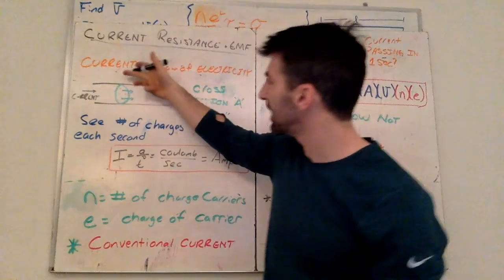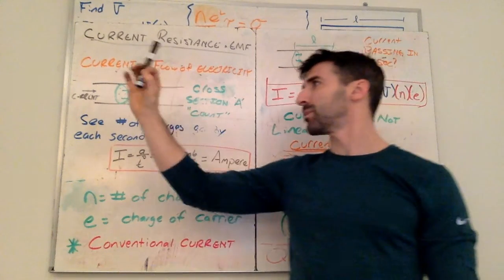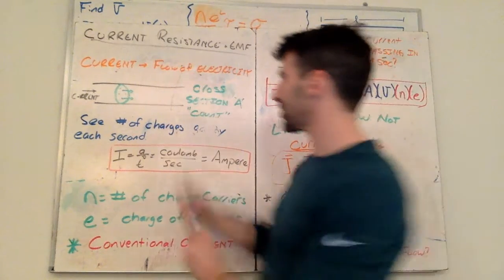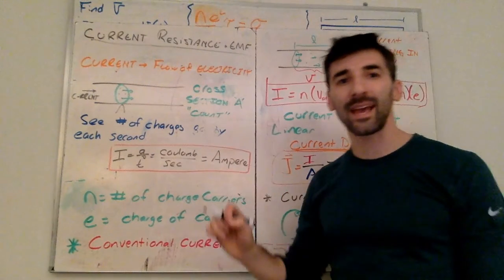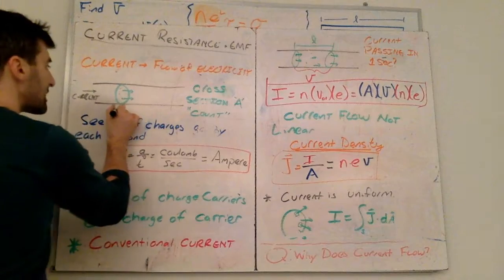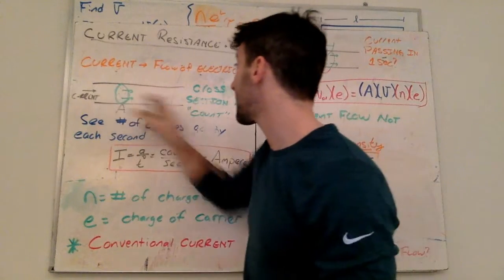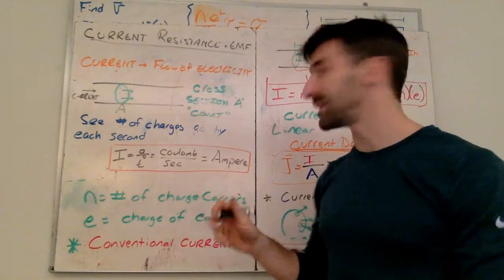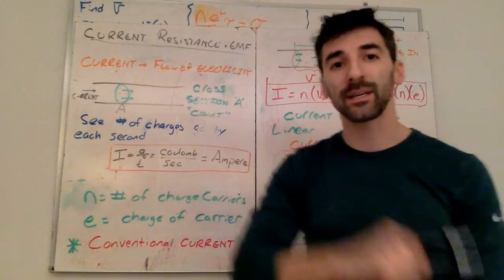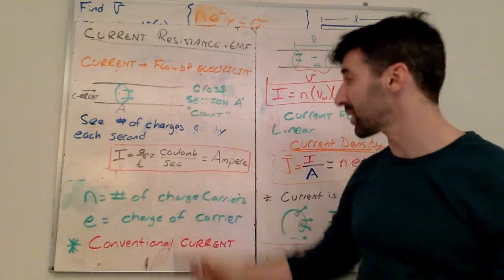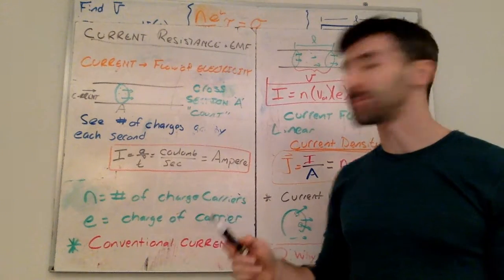If I take a circular slice out of that wire, I'm looking at the cross-sectional area, and I'm going to label that cross-sectional area A. If I want to count the exact number of charge carriers going past that cross-sectional area, I'm going to see the exact number of charges that go by every second. By definition, that's what we call our current. Current is charge per unit time, a coulomb per second, and we measure that in amps or amperes.